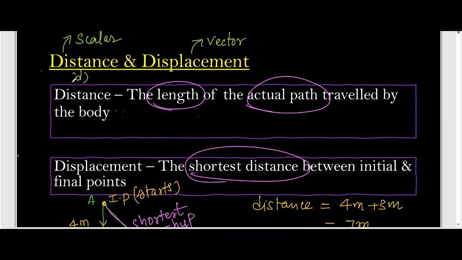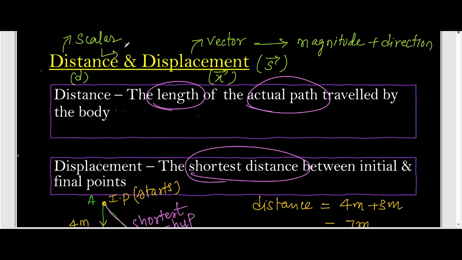Distance we will denote as d and displacement we will denote as x bar, sometimes s bar. So this arrow indicates a vector quantity. Whenever you keep an arrow, it's a vector. So distance is a scalar and displacement is a vector. And what is the difference here? Vector quantities will have magnitude as well as direction. Vectors possess magnitude and direction, whereas scalars will have only magnitude.